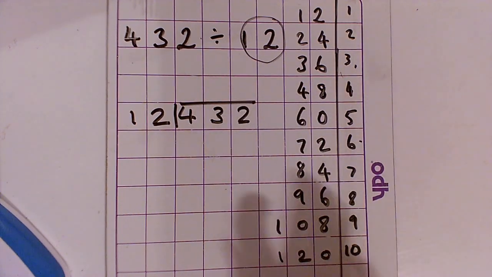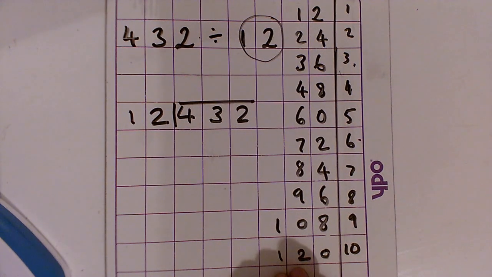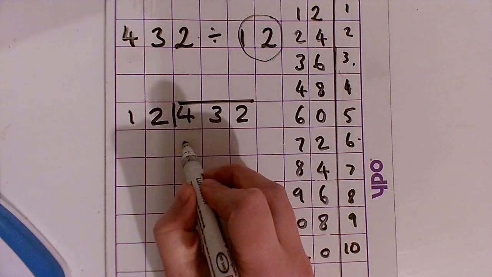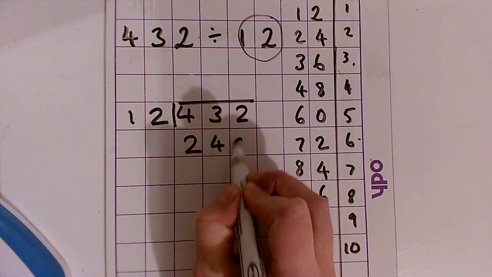So I'm having a look down here. I've got 120. I know that 12 times 10 is 120. Well, that's quite an easy number to double to 240. So I'm going to write 240 there.